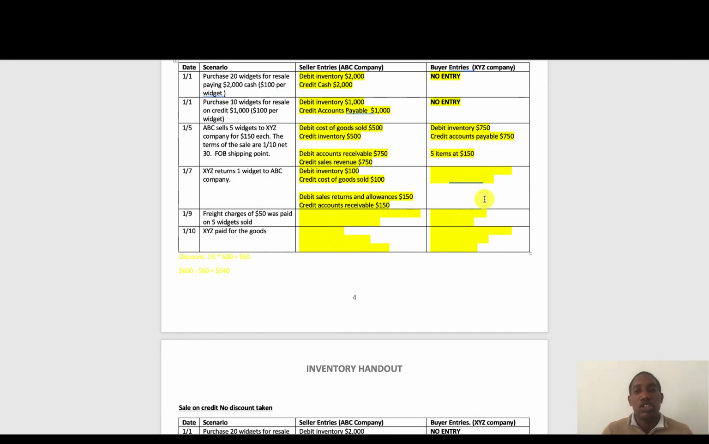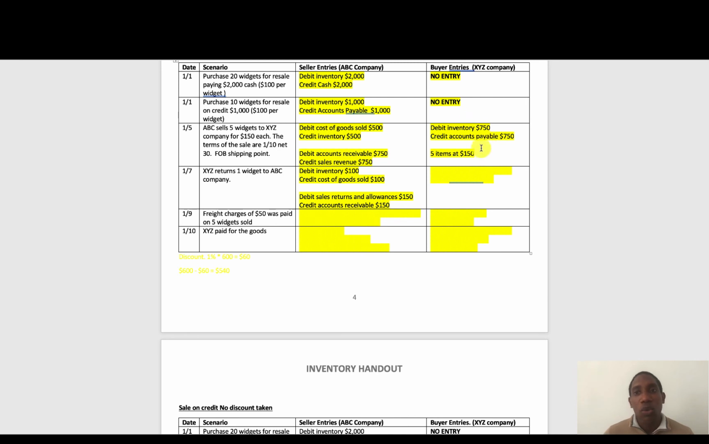So what is going to be the entry for now XYZ Company? What happens to XYZ Company? Well, let's take a look at what happened on the 5th. When XYZ purchased these items, they debited inventory for $750 and they credited accounts payable for $750. This represented 5 widgets, 5 items at $150. Well, now they gave back 1. So now, is inventory going to be $750? No. Inventory is going to be $750 less the 1 item that came out.